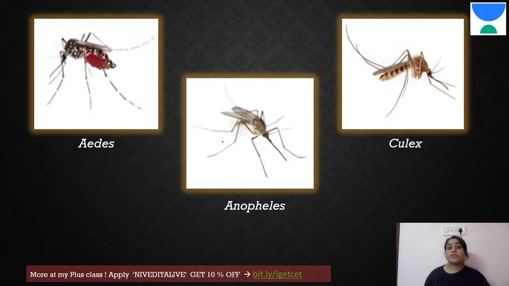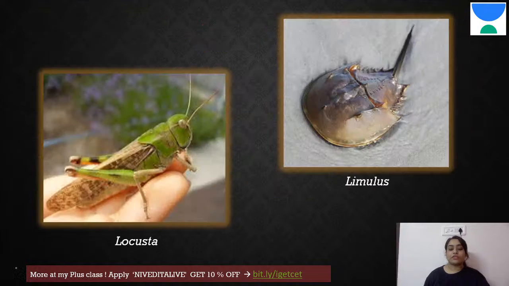Then vectors. Vectors are the ones which carry diseases, right? We have Aedes, Anopheles, and Culex. All the females carry disease. Aedes would be for chikungunya and dengue. Anopheles would carry malarial parasite. Culex would be for filariasis. So these are different disease-carrying vectors.